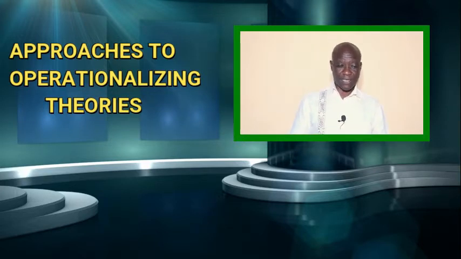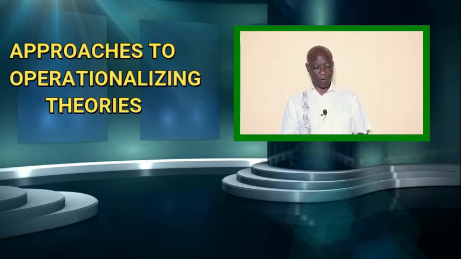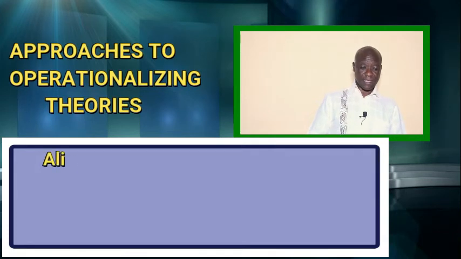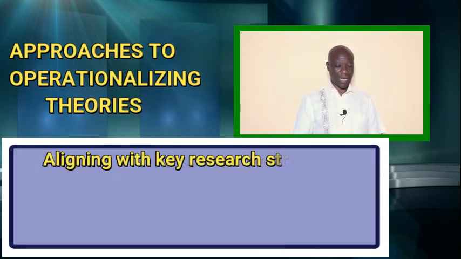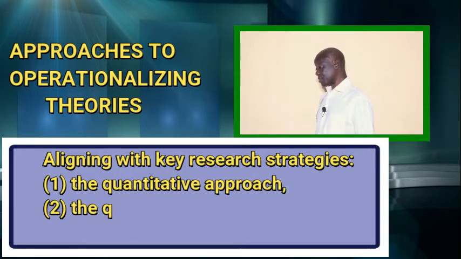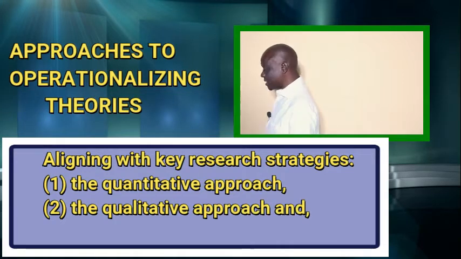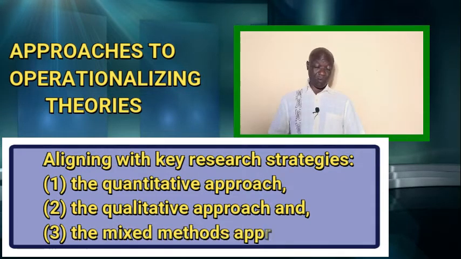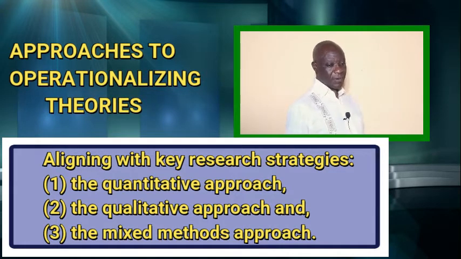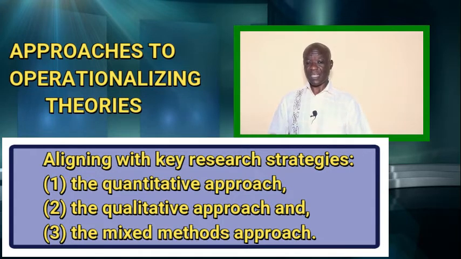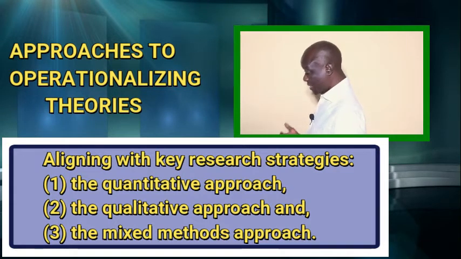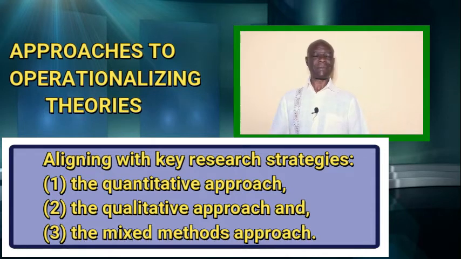And one of them, as you can see, ladies and gentlemen, is aligning with the key research strategies that were discussed earlier. These approaches are quantitative approaches, qualitative approaches, and mixed methods approaches. So these three, the qualitative, the quantitative, and the mixed methods, are very important when we want to operationalize these things. An important point when it comes to operationalization is that the approaches are more discrete, and it can be difficult to combine operationalization strategies into a mixed methods approach, ladies and gentlemen.